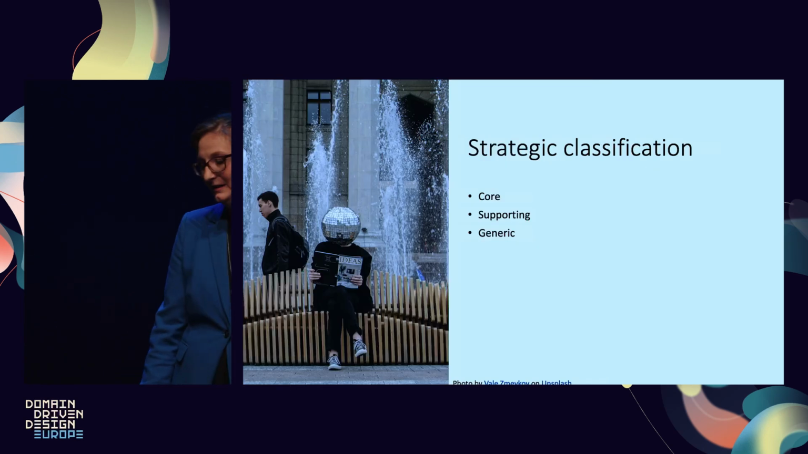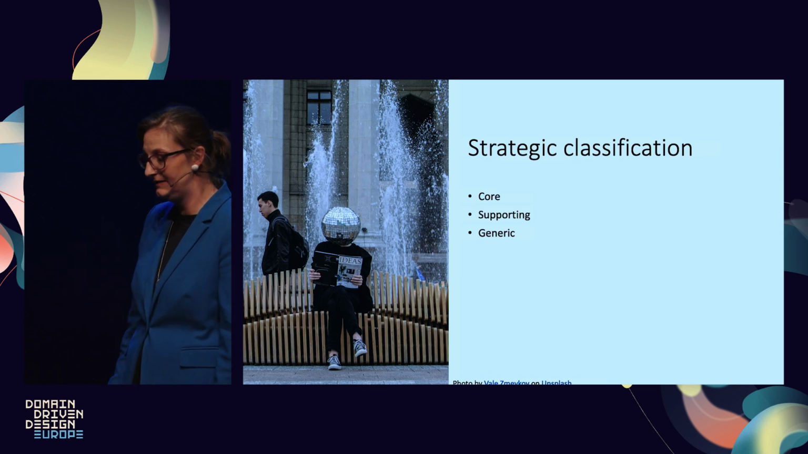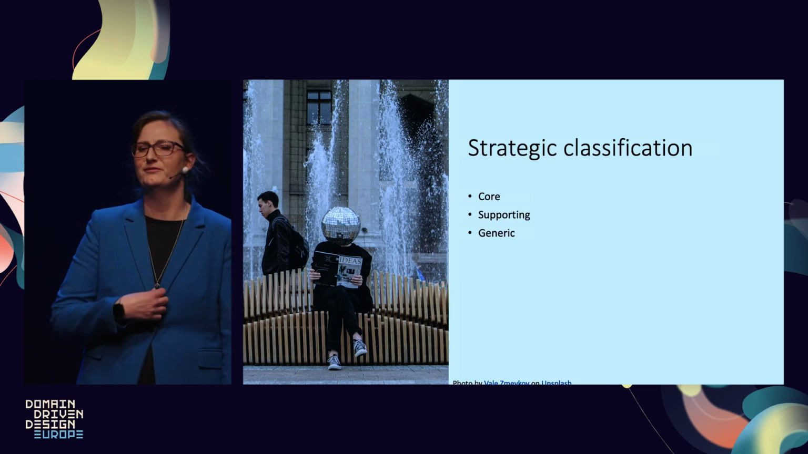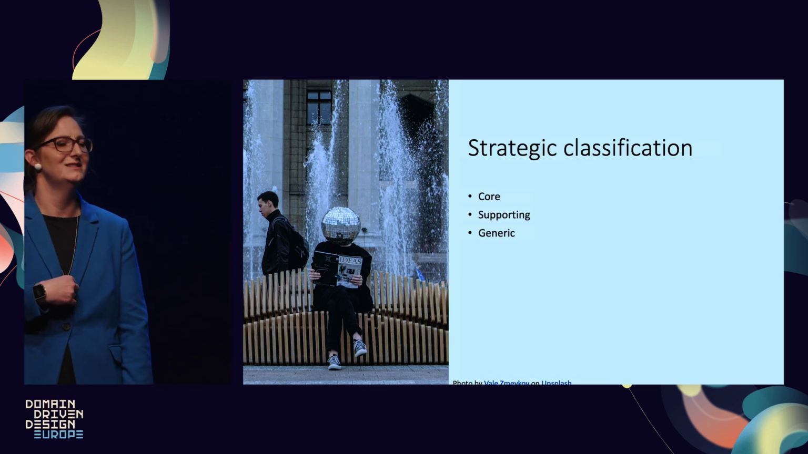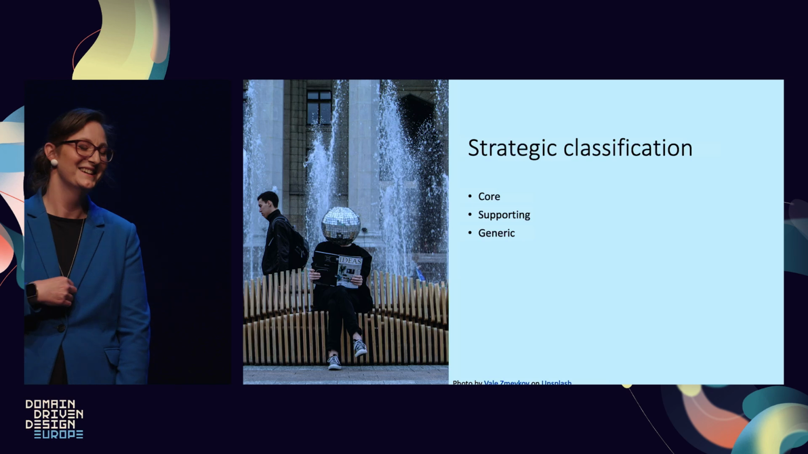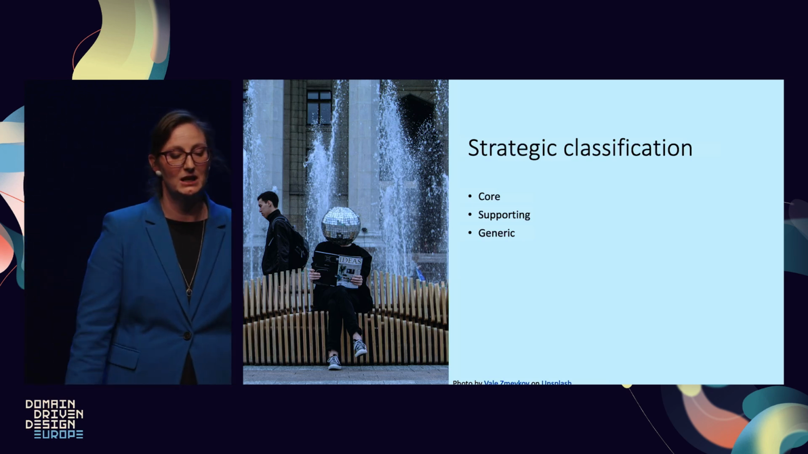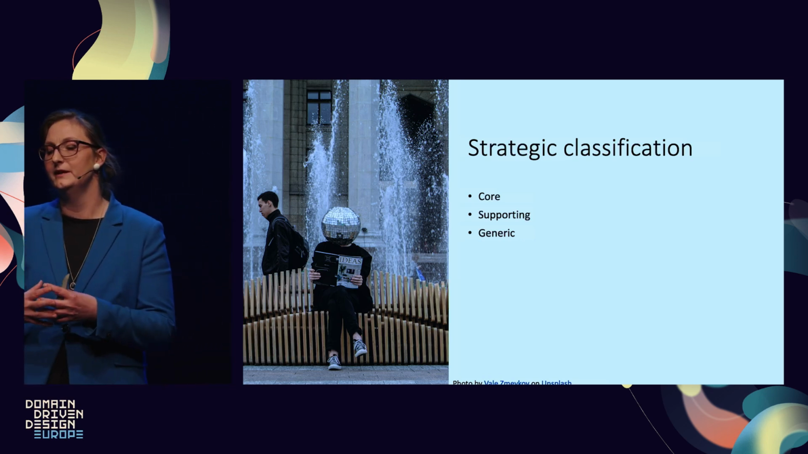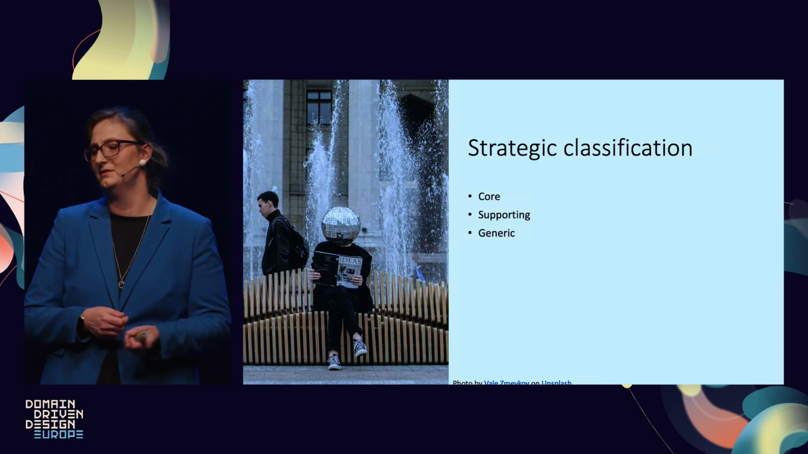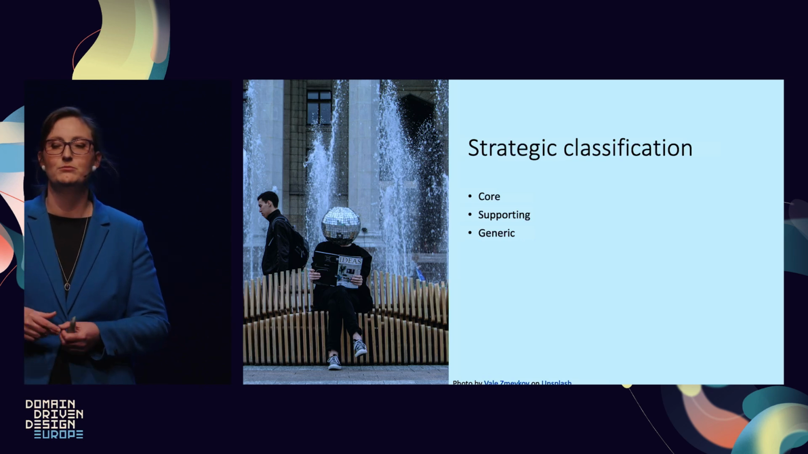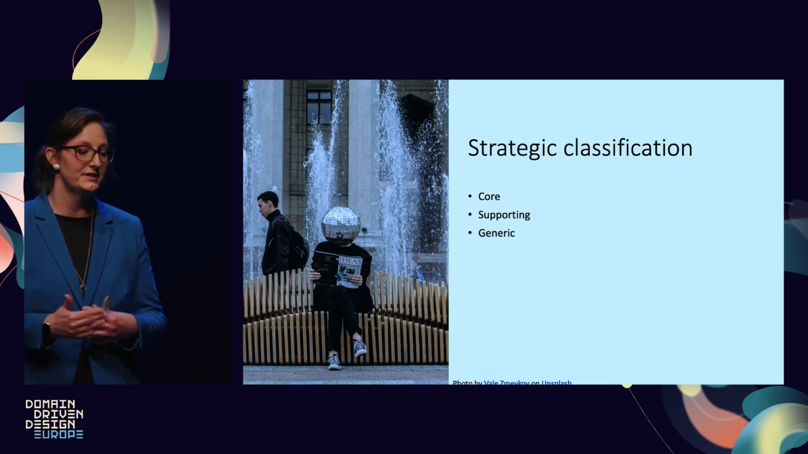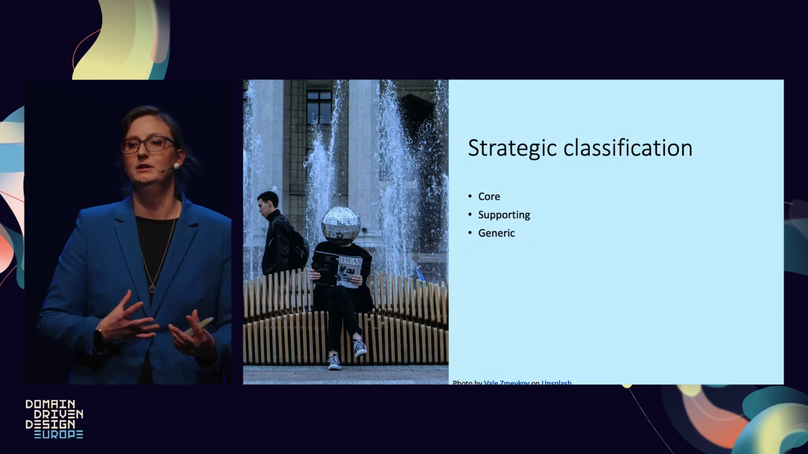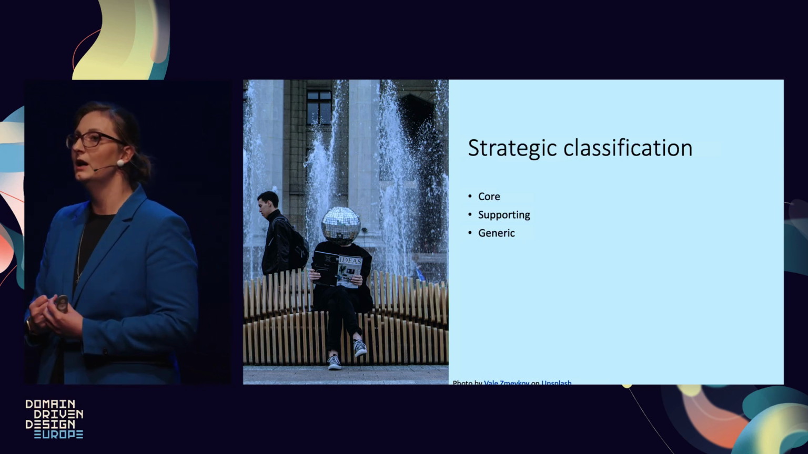All right, and then a last example is the strategic classification. I kept it last because it's close to me, because I honestly don't really know how to fix it. Would love to have your input if you have an idea. Because strategic classification, right? Understanding what is core, what gives us a competitive advantage, what is very valuable within the system, and what is supporting and what is generic. I find that very useful information.